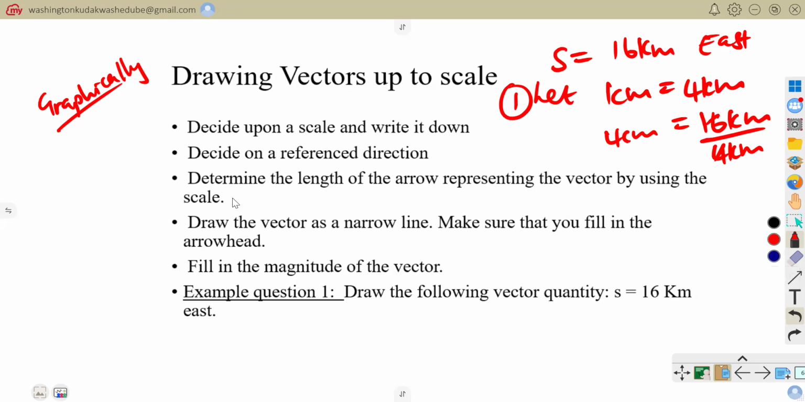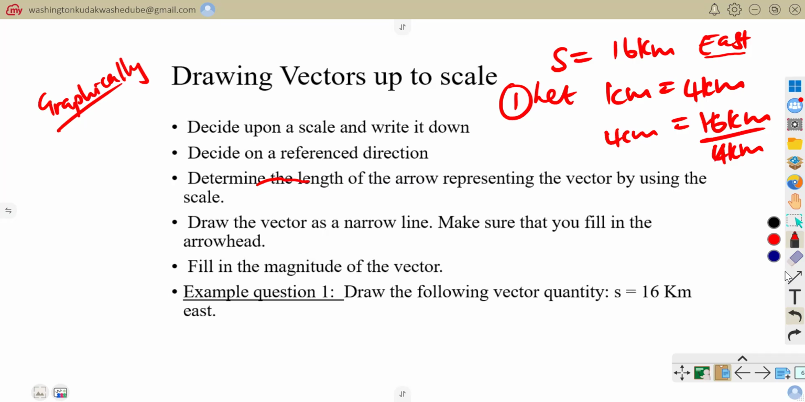Having your scale, you have now determined the length of that vector. Now you need to decide on the reference direction. So your reference direction is going to be towards the east. Now, you get to draw that vector as an arrow line. And make sure that you fill the what?